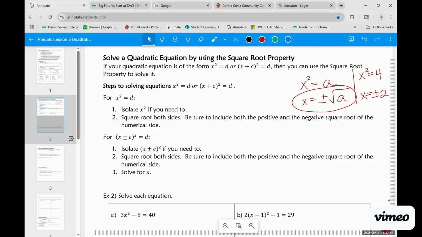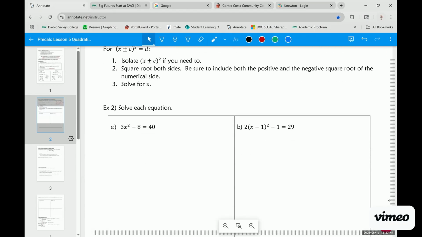So just for context, if I look down here at my examples, they don't look like they're currently in that form, but you notice I don't have an x term. So I could move this 8 over and divide by 3, and then I would have x squared equals a number. In fact, I'm just going to do that so you can kind of see. Divide by 3, 48 divided by 3, I'm pretty sure that's 16, 32, yeah. So now I have it in that form.